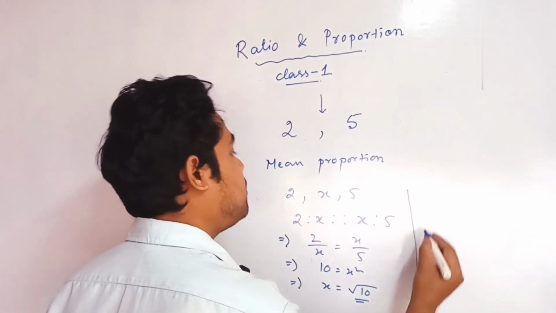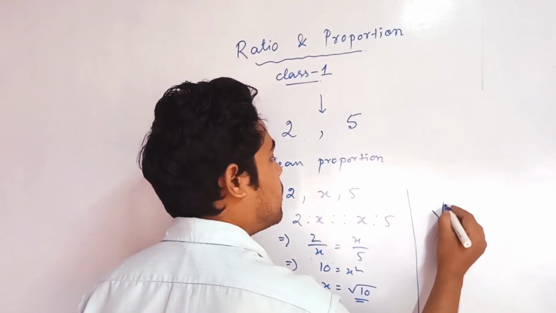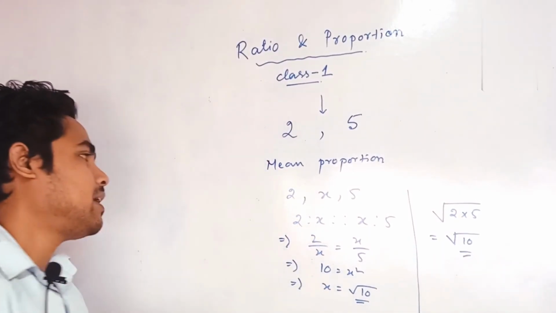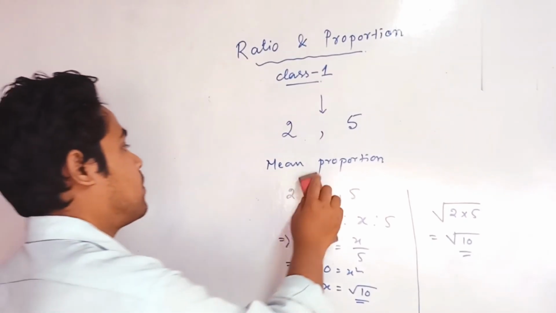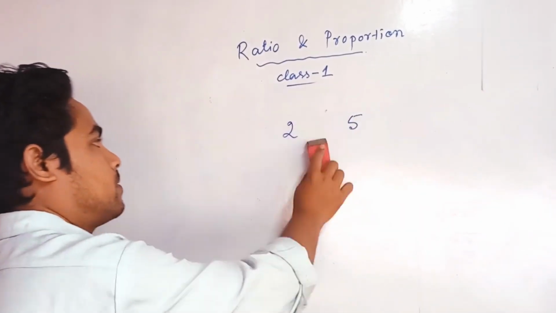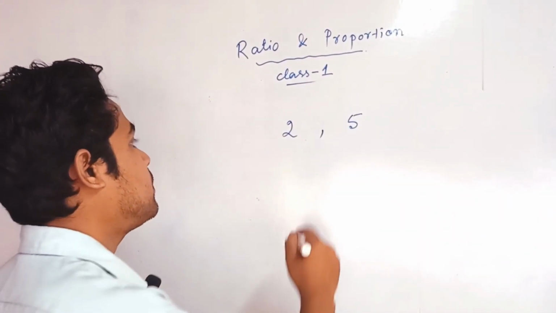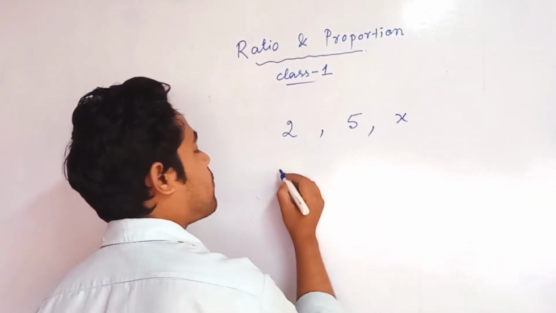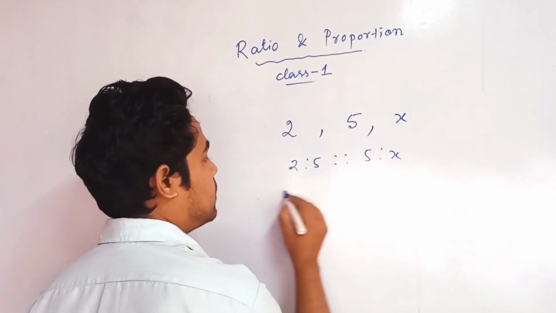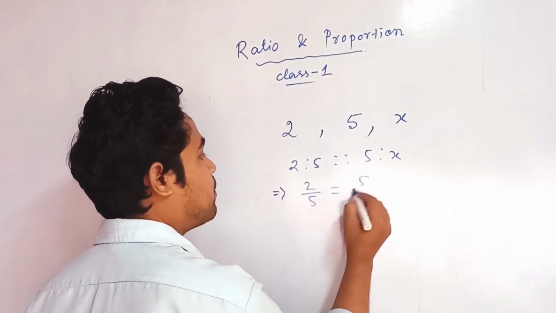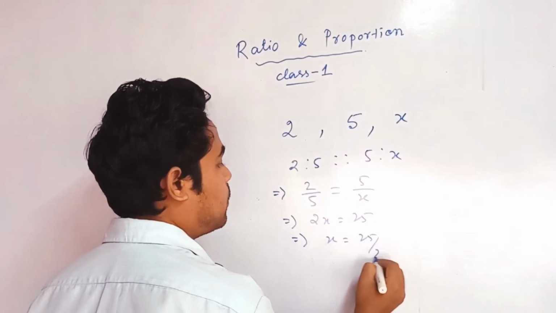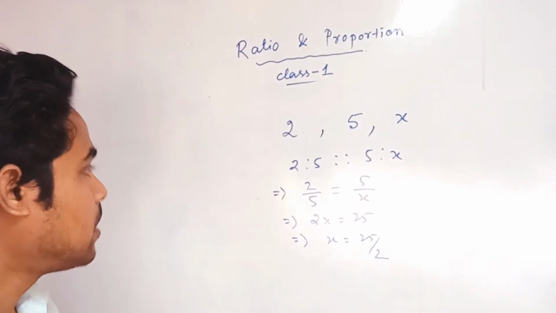And in shortcut, you can simply find the mean proportion by finding the square root of the product of these two numbers. Okay, simply. If the question is to find out what will be the third proportion of these two numbers? Third proportion means we have to take x at the third position. So again 2:5 :: 5:x, which implies 2 by 5 equal to 5 by x, implies 2x equal to 25, implies x equal to 25 by 2. 25 by 2 is the third proportion of these two numbers.